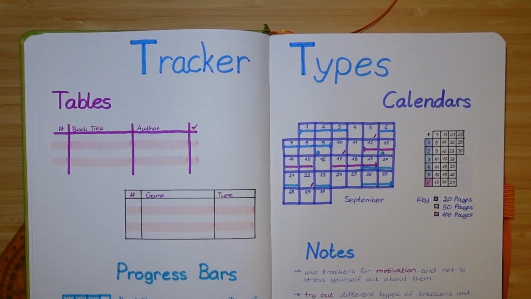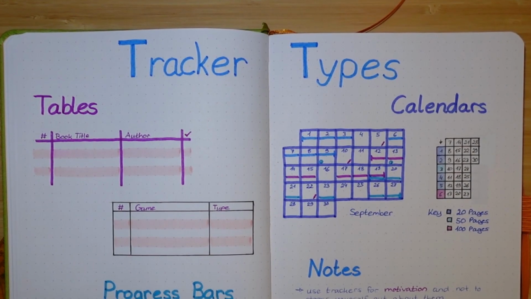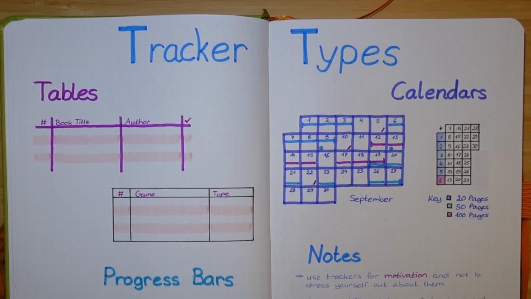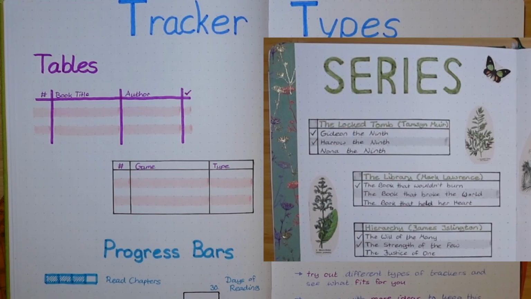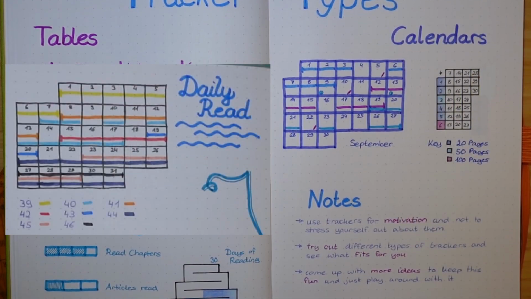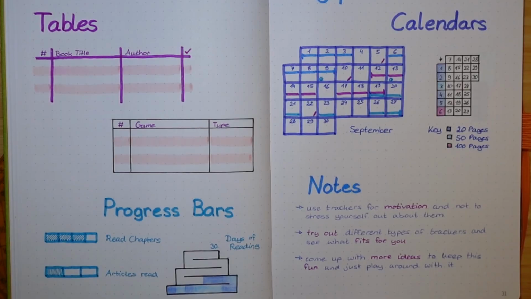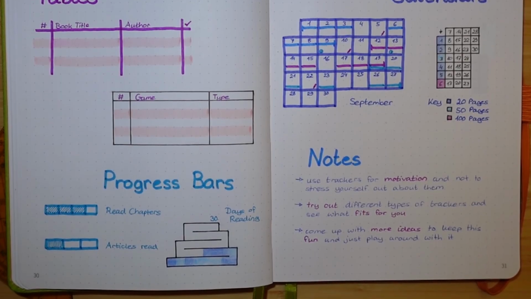Today I want to tell you a bit more about having trackers and using them, and what different types of trackers I use in my journals. So we're going to look at how to create some beautiful looking tables, how to use progress bars, and how to use calendar trackers as well. And I will give you a few notes that I think are quite relevant for this type of journaling.